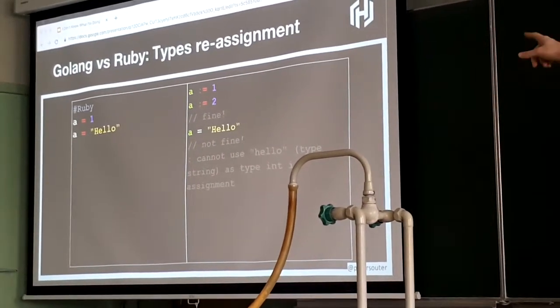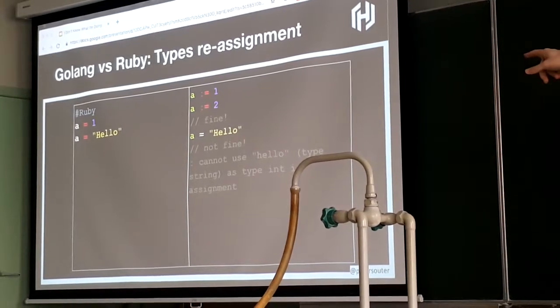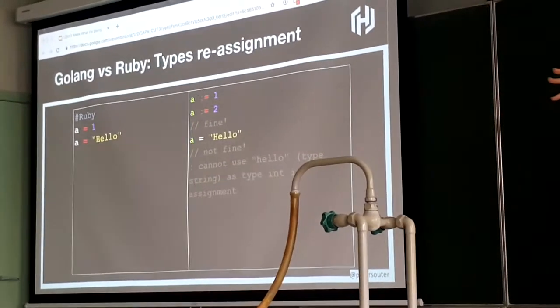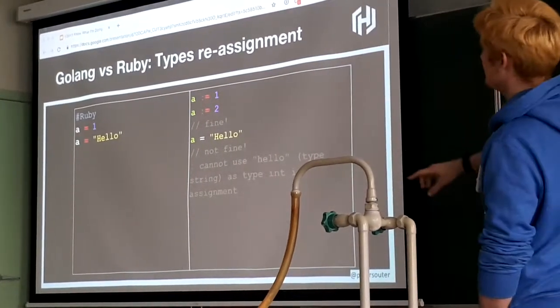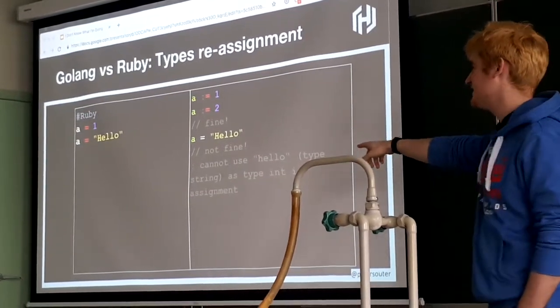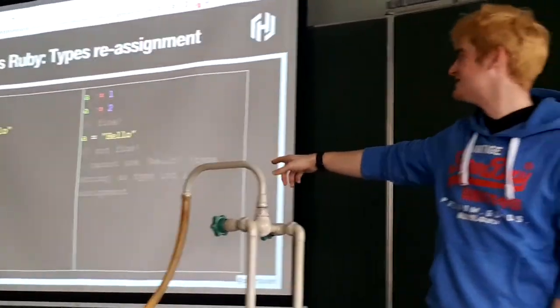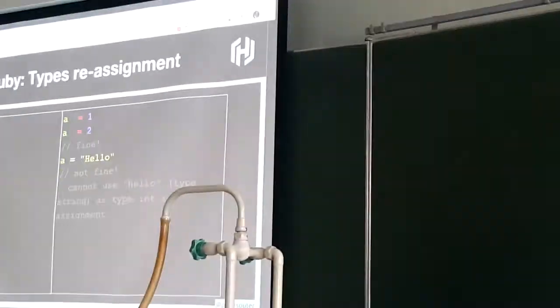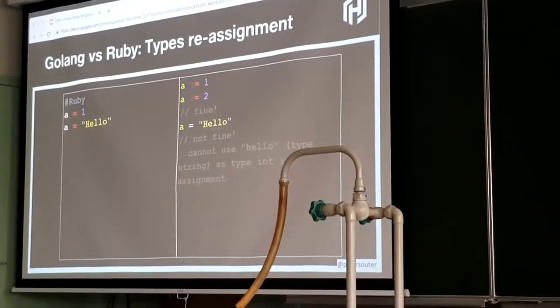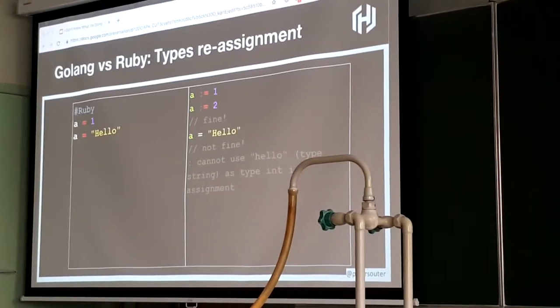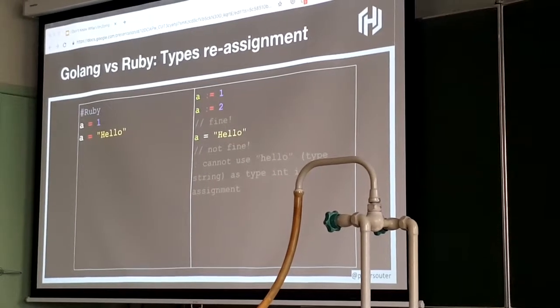So if I set a to be 1, and then I try to set a to be 2, that's fine, it's the same type, you can reassign the variable. But then if I try and change a to be hello, that's not fine, because the compiler will actually complain and say, hey, this is a type int, this is string. So anyone who's come from a stronger type background will probably already know this stuff, but it was fairly new to me as a Ruby developer.